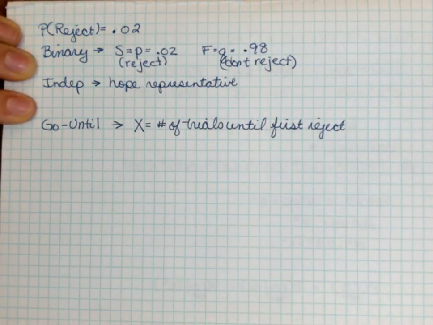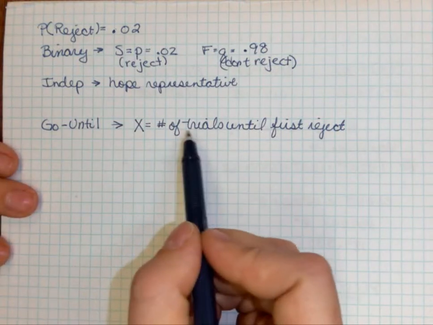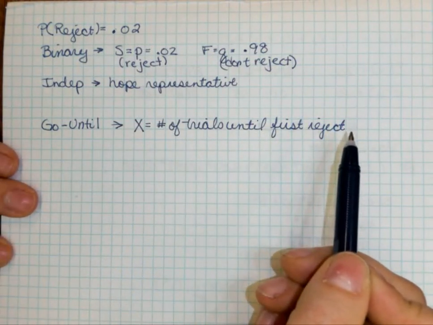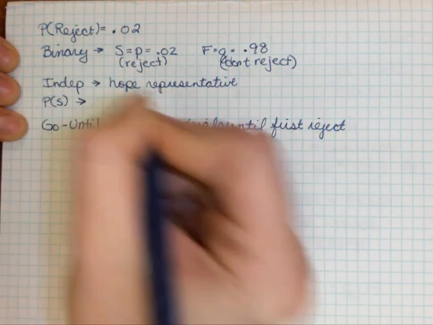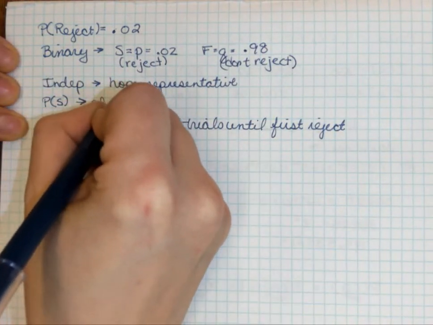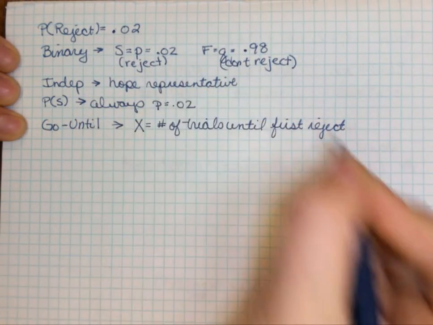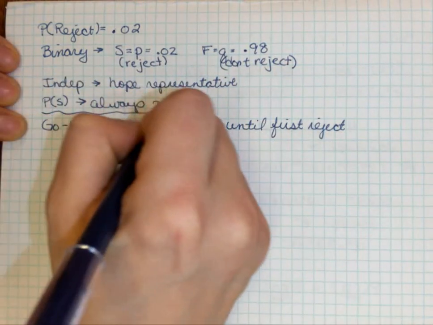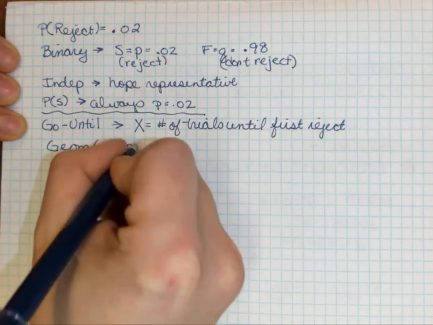It's important that you define that because we're going to have two different settings. We're going to have go until, and then we're going to say, all right, no matter what, everybody's doing it 10 times, and you just get to count how many went bad. Okay, so X is going to be the number of trials until the first reject. And then probability of success, is that constant? Always what? 0.02. So I can use the geometric model, where P is 0.02.